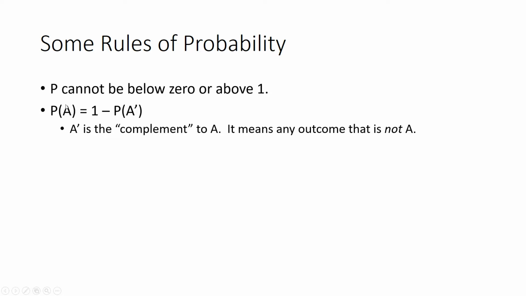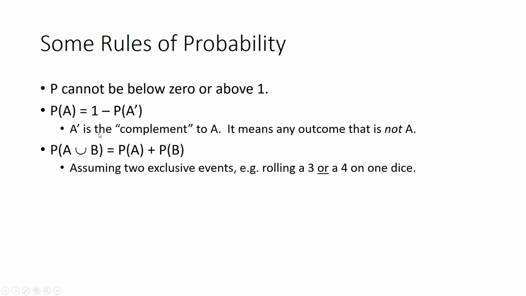The probability of rolling a 6 is 1 minus the probability of rolling a 1 to 5. Probability of pulling an ace is 1 minus the probability of pulling anything between a 1 and a 10 and a jack and a queen and a king. That's the complement. You can also see this union symbol, which is used later on, we'll see it in set theory, but it's also used here for a slightly different, but broadly related purpose.